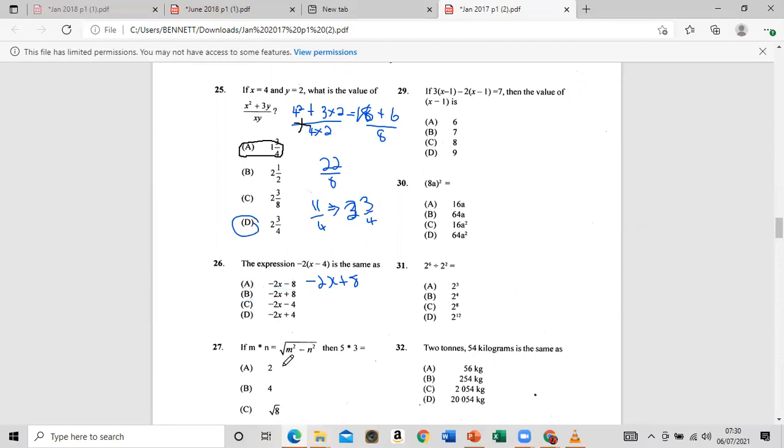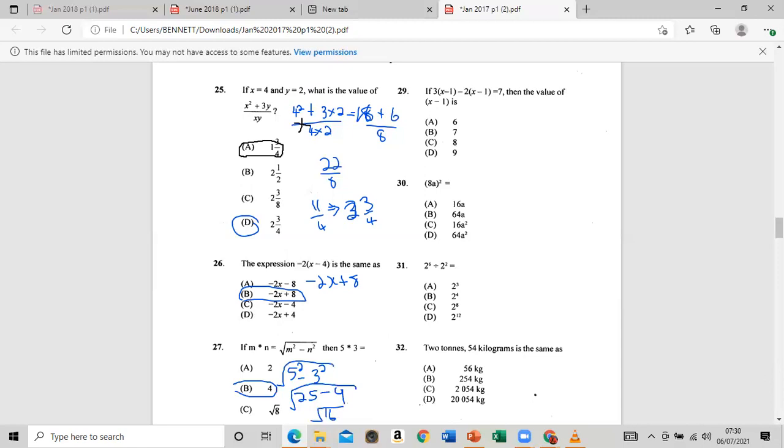27 now. If m asterisk n is equal to m squared minus n squared, so what's 5 asterisk 3? M is 5, so let me just do that. 5 squared minus 3 squared. Now some people are tempted to put 2. Oh, this is 25 minus 9, just like the Pythagoras theorem, right? That's the square root of 16. So that's 4.